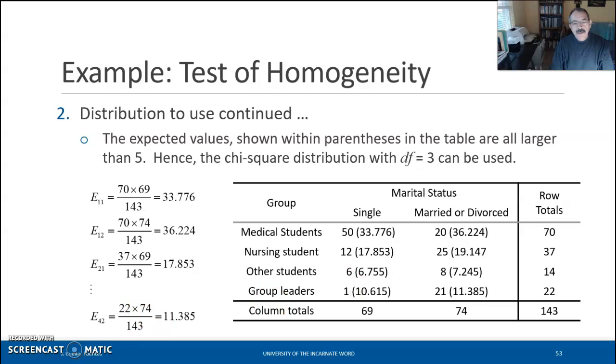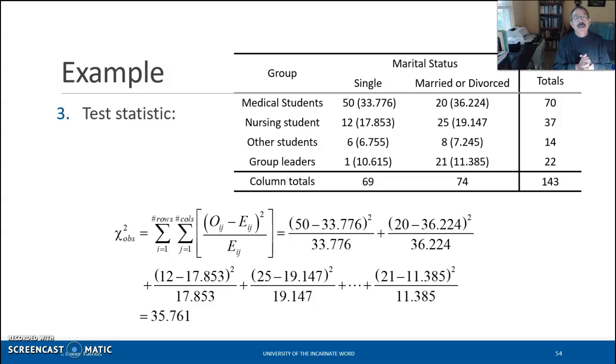So you continue that until you get to the last row. And in this table, I'm showing you all the expected values for all the cells. You can see that in every case, the expected count is more than 5. So yes, we can use the chi-square distribution with 3 degrees of freedom. All right, so now this is the second step. In the third step, we calculate the test statistic. Again, it's a good idea to have the table with the observed frequencies and expected frequencies, so that we can calculate each of the components of the chi-square statistic.